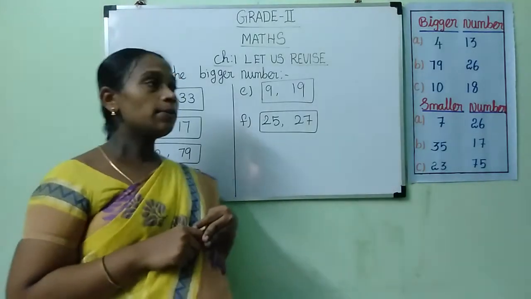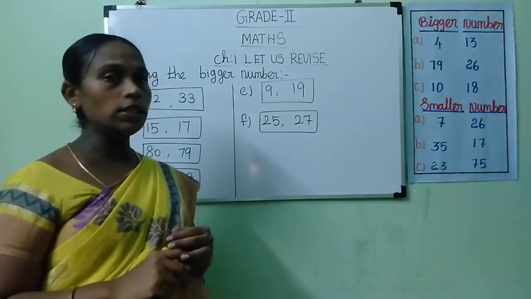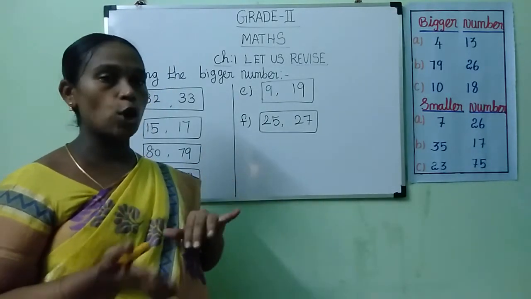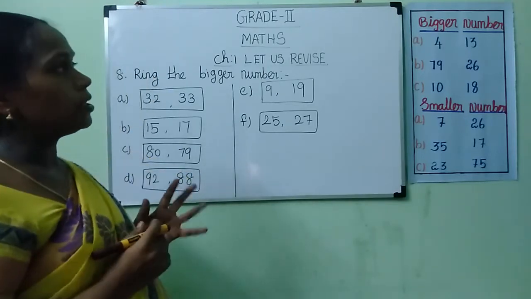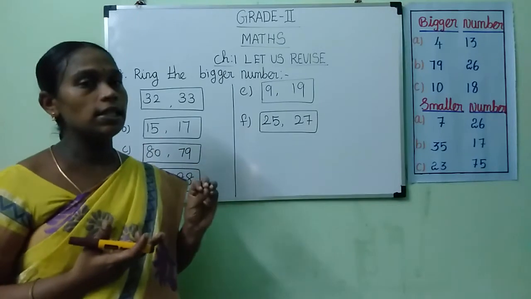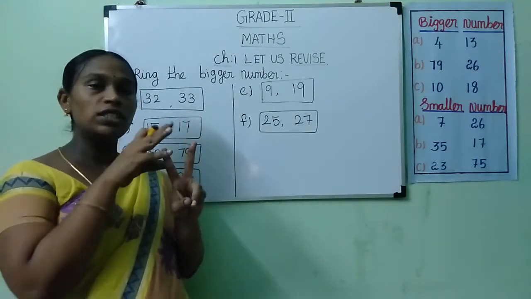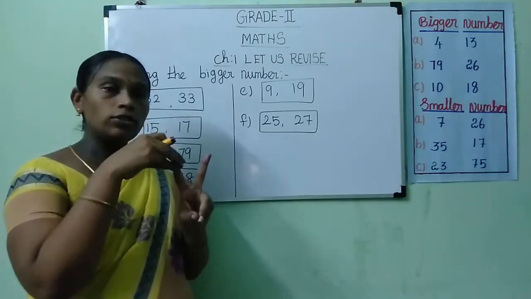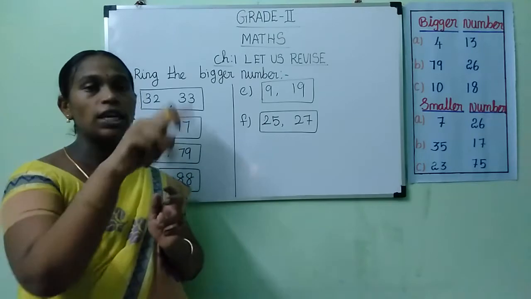Next, we'll see bigger number and smaller number. Already we have learnt which is bigger, which is smaller, no? Okay. So bigger number, how to find this? See here, given any two numbers, you should find out which is bigger, which is smaller. You should put the circle.